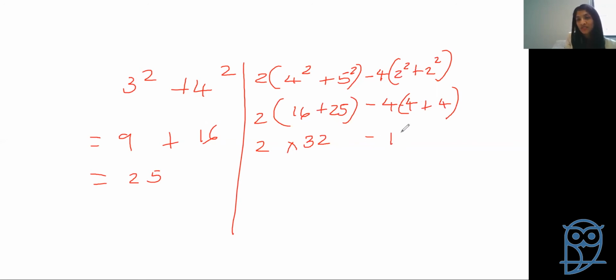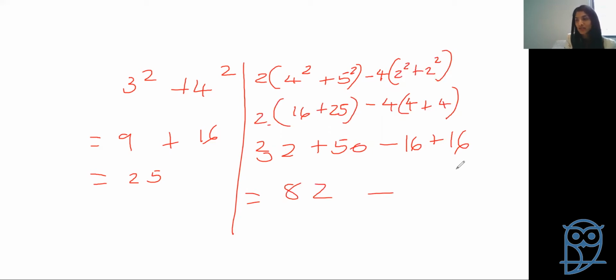Oh, sorry. What am I doing? Sorry, guys. 2 times 16 is 32. 2 times 25 is 50. Minus 4 times 4 is 16. And 4 times 4 is 16. 32 plus 50 is 82 minus 32. And our answer here will be 50.